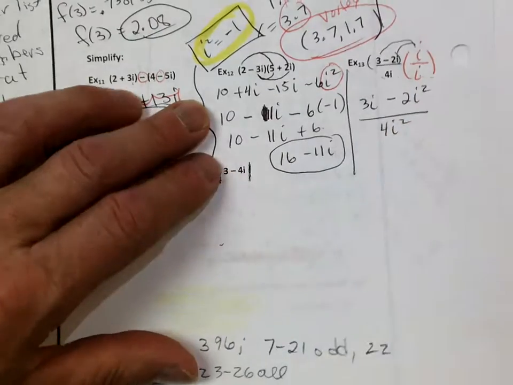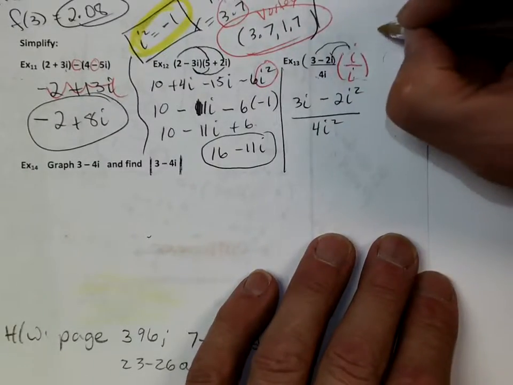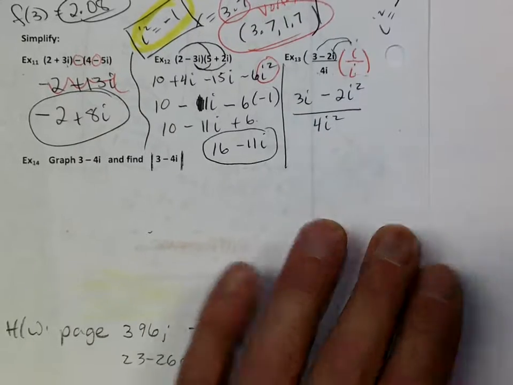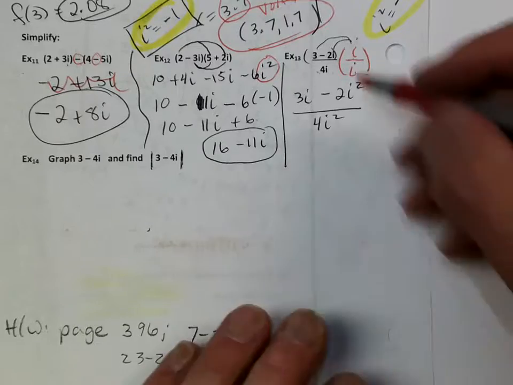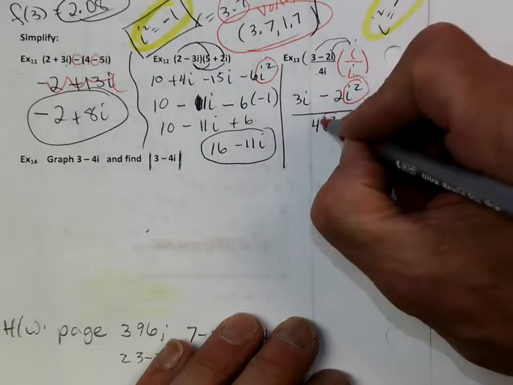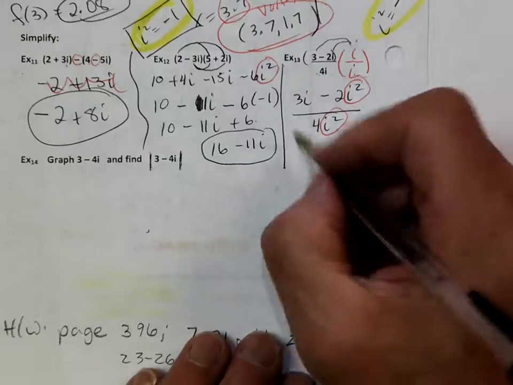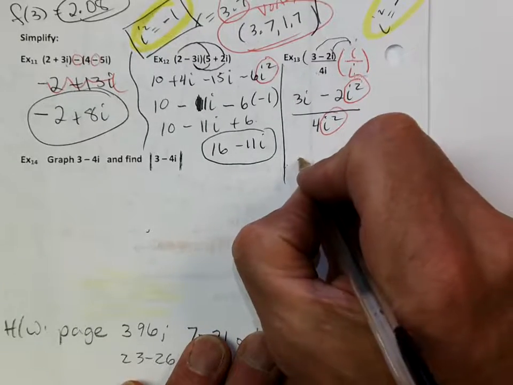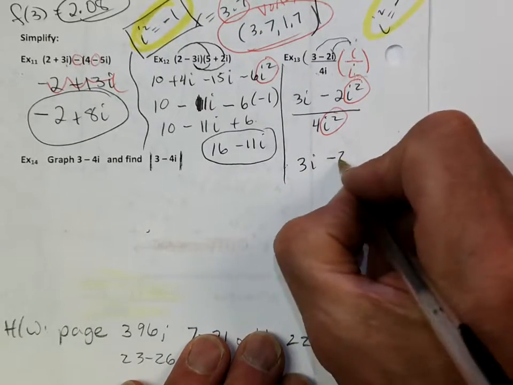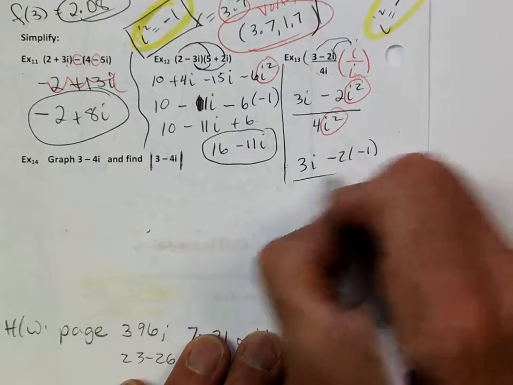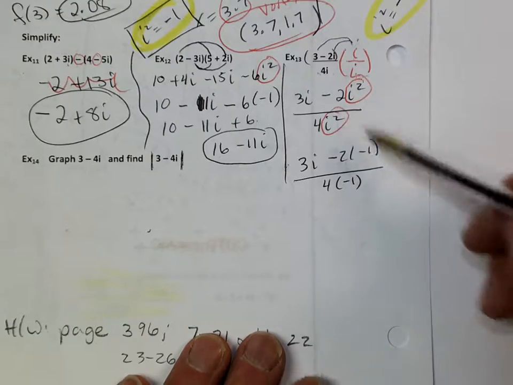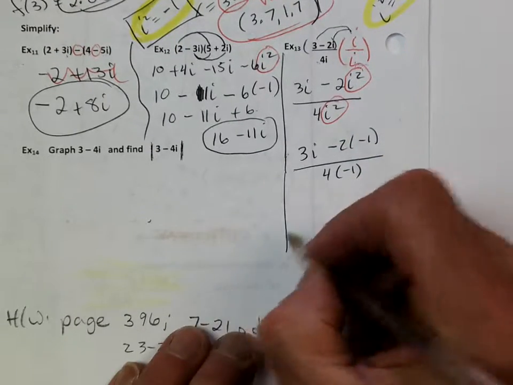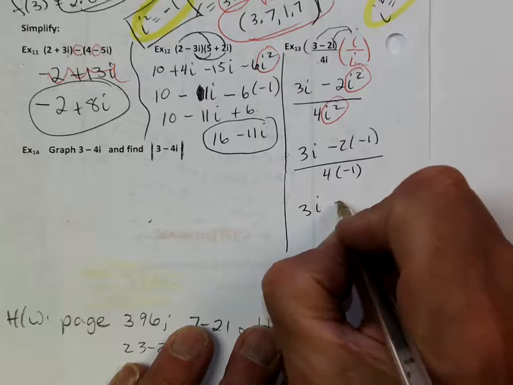4i squared. Now, one more time, a little side note, we know that i squared is equal to negative 1, right? So we're going to use that feature. i squared is equal to negative 1, so let's fix that i squared and that i squared. Okay, so let's go ahead and keep going. So we're going to have 3i minus 2 times negative 1 over 4 times negative 1. Just turn the i squareds into negative 1. So then we're going to have 3i plus 2 over 4.